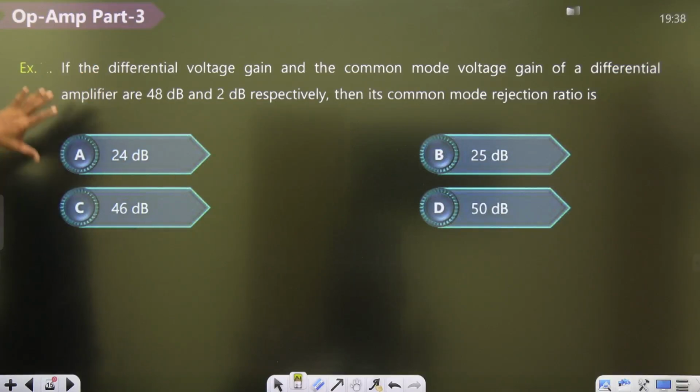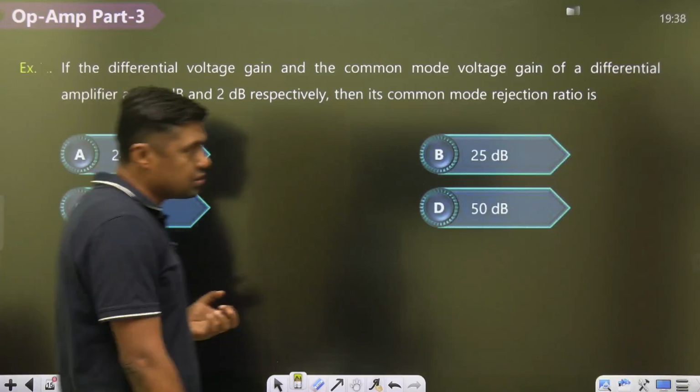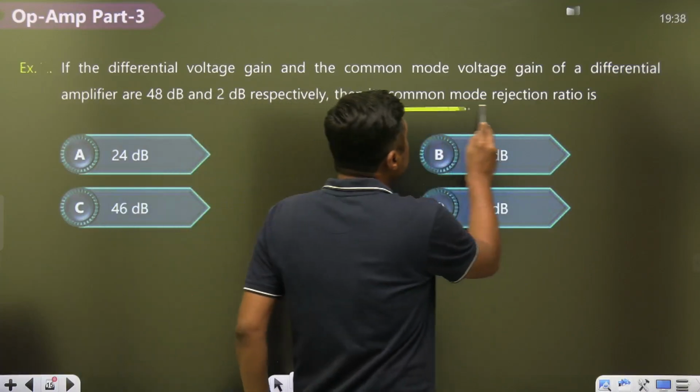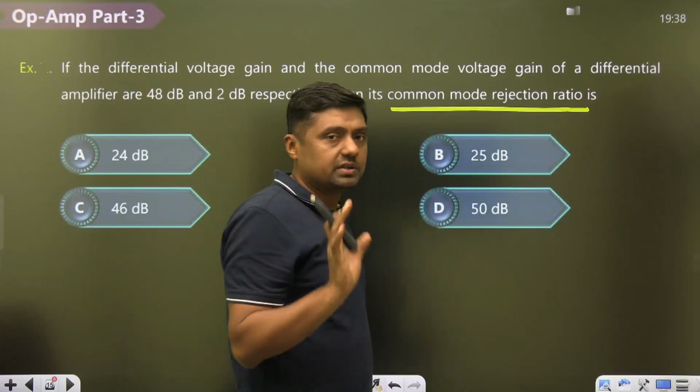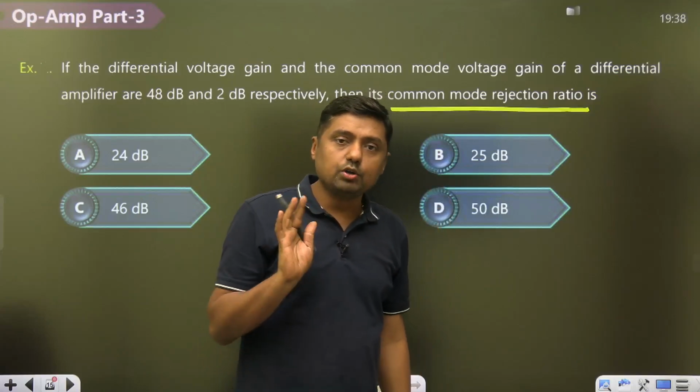Now, after this session you will be able to solve this type of questions. If the differential voltage gain and the common mode voltage gain of differential amplifier are 48 and 2 dB, then what is the common mode rejection ratio? We will discuss what is the common mode rejection ratio. Okay, so that is an important topic.